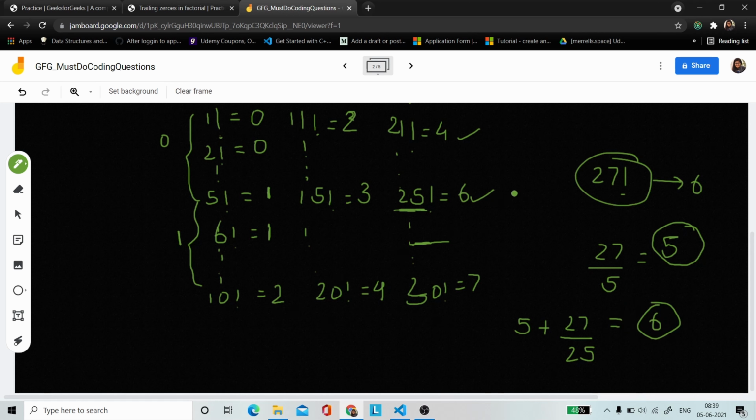Similarly, if it's something else, like 127, then the answer will be 127 divided by 5, which gives the impact of 5, then 127 divided by 25, and then 127 divided by 125. This is so because in the case of 125 there will be the effect of 5, 25 and 125.